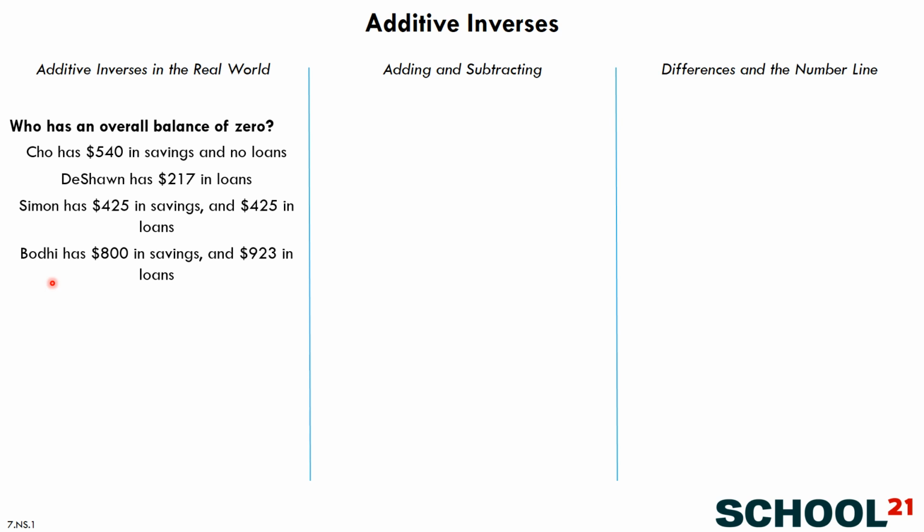Simon? Yeah, Simon does, because if you owe somebody $425 and you also saved up $425, those kind of balance out, right? Good. Okay, now let's look at atoms.